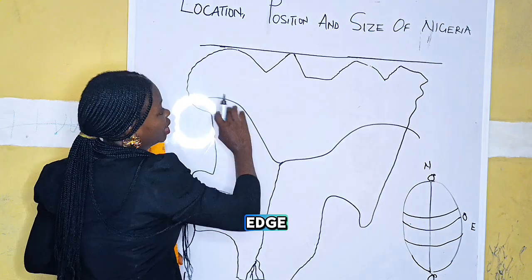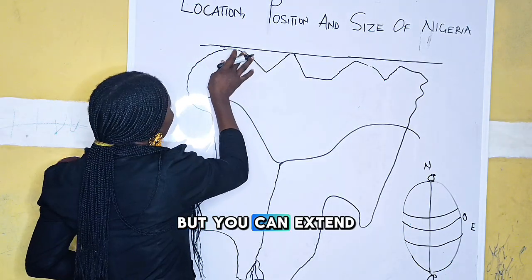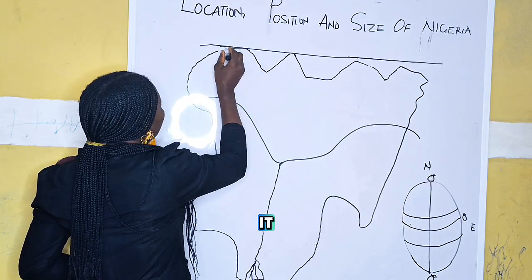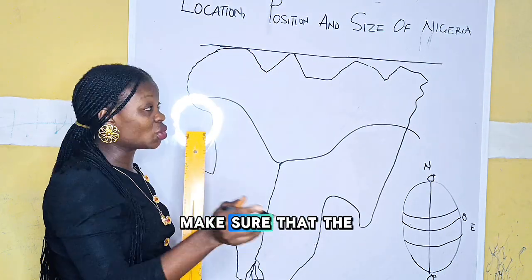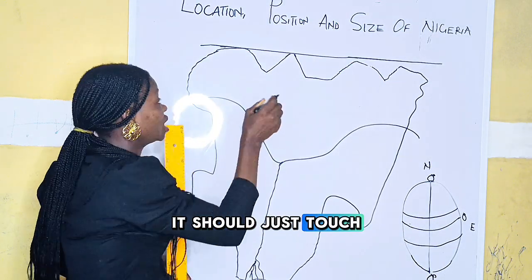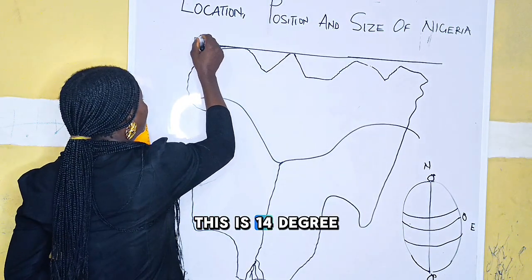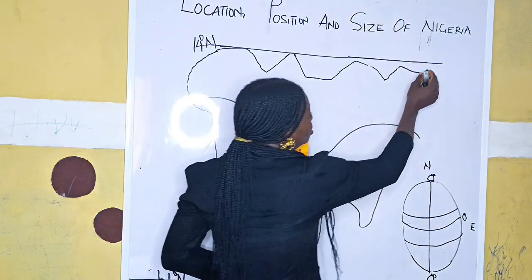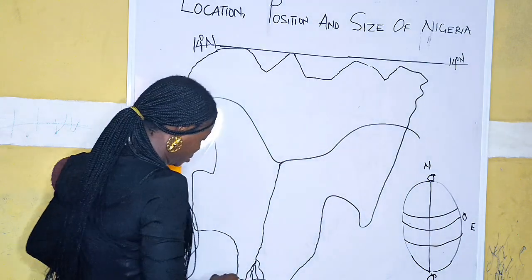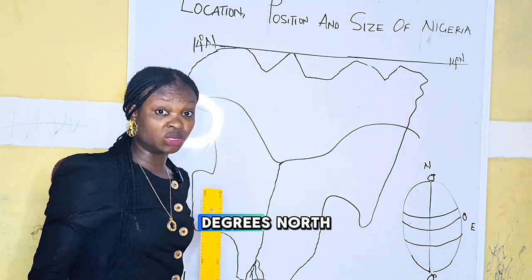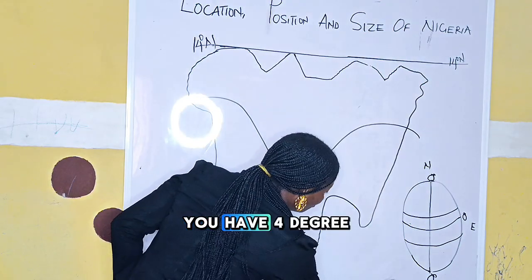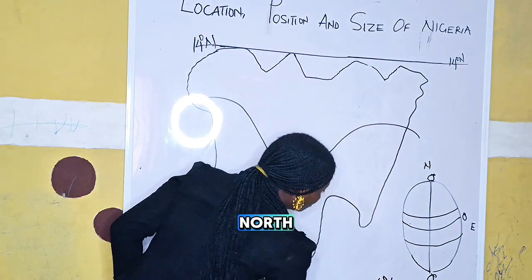It's actually touching this edge, but you can extend this one so that it can also touch it. Like I said, make sure that this line does not cut. It should just touch the base. So this is 14 degrees north. This is also 14 degrees north. This one is 4 degrees north. You know why? The line is what extended to this point. So you have 4 degrees north.